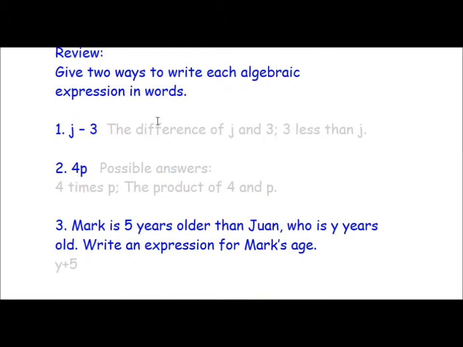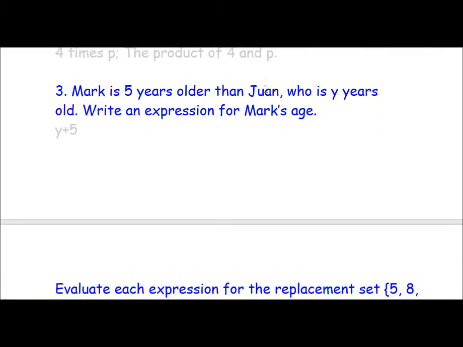This is just review questions which you can practice. Give two ways to write each algebraic expression in words. j minus 3 can also be written as the difference of j and 3, or 3 less than j. For 4p, you can write this expression in words as 4 times p, or the product of 4 and p. Mark is 5 years older than Y, who is y years old. Write an expression for Mark's age. So the answer will be y plus 5.